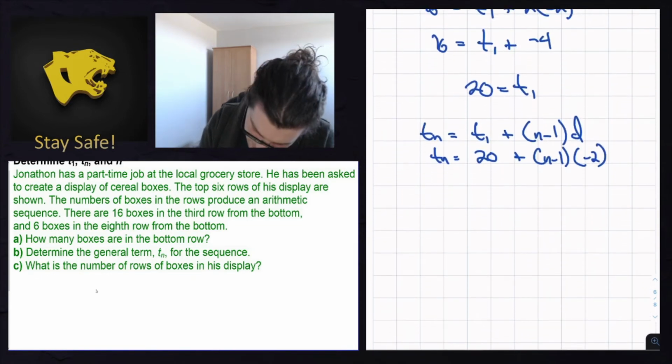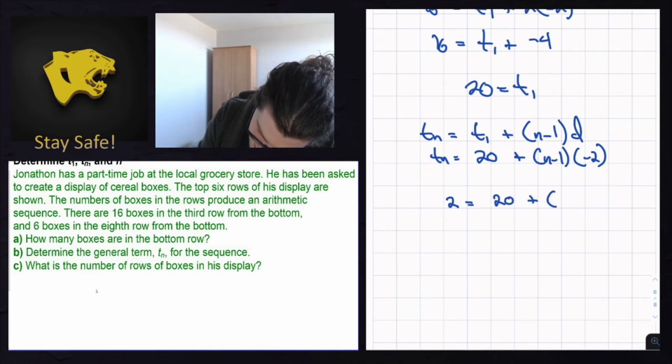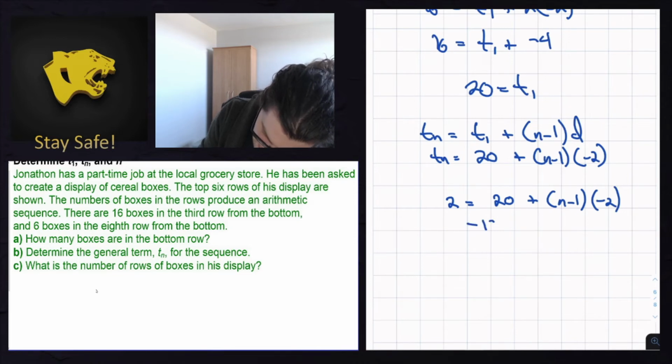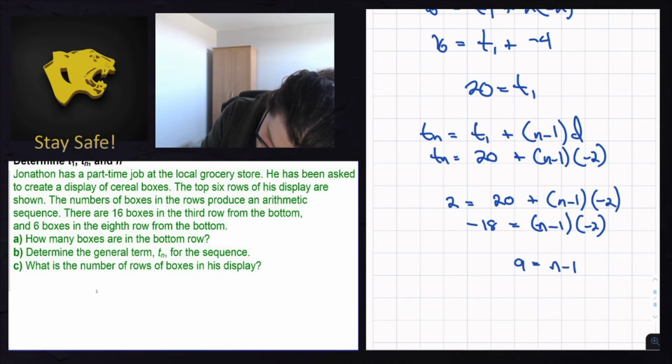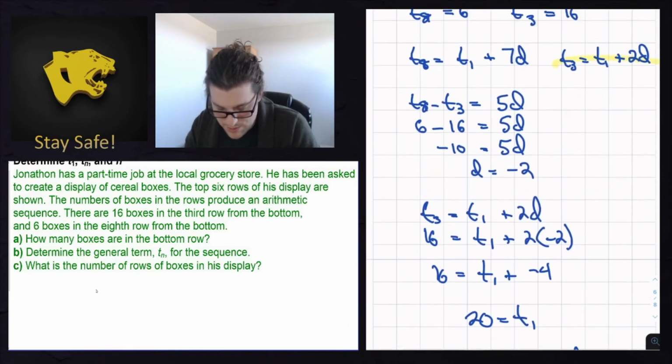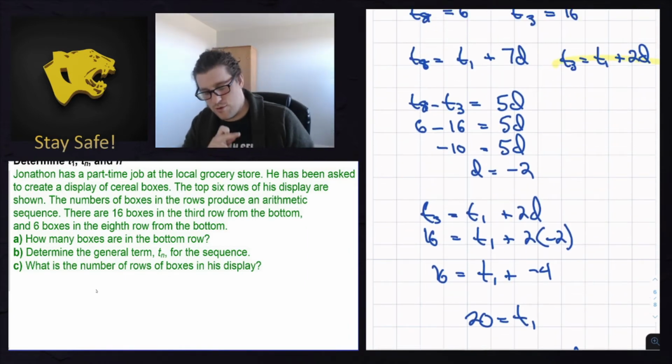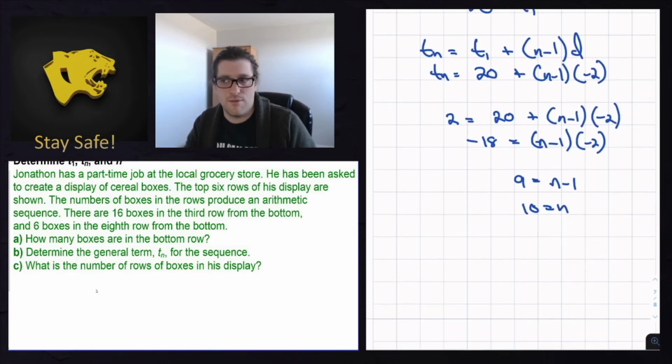Or I could say, well, since I know it's going to be 2 for my Tn, I can use this little equation that I came up with, then subtract 20 from both sides, get negative 18 is equal to n minus 1 times negative 2. Divide negative 2 both sides, get 9 is equal to n minus 1. Add 1 to both sides, you get row 10. So again, like we said, row 8 has 6, row 9 would have 4, row 10 would have 2. And so that gives us that row 10 is 2.